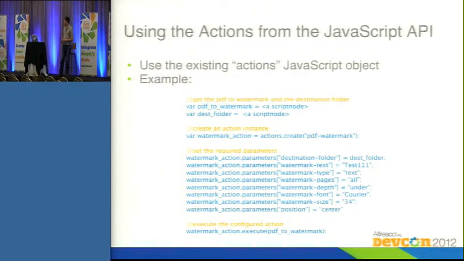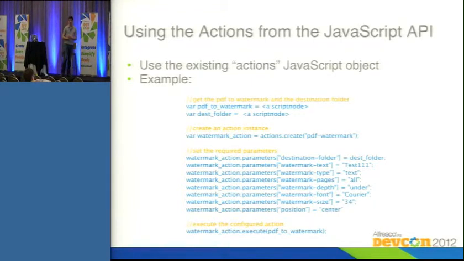Originally, I thought it would be a great idea to have a root scope JavaScript object that allowed you to easily access all the functionality of the PDF toolkit from JavaScript. By the time I got done writing it, it turned out that using that new root scope object was actually no easier than just using the existing actions object. So to do this, it's actually really easy.